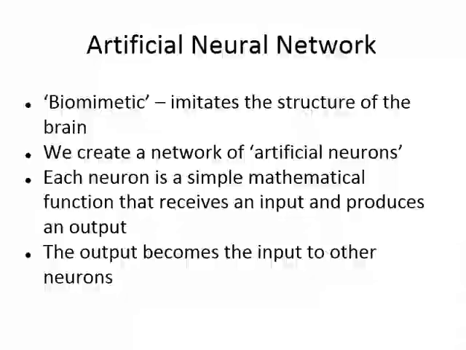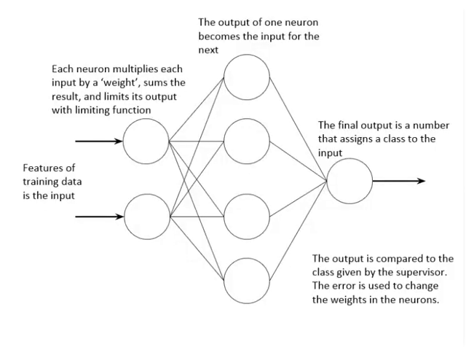input to other neurons. Here's a diagram that shows how an artificial neural network works. Each of these circles is called a neuron. The neuron receives an input, and that input is limited by a function. Sometimes it's a limiting function to prevent the output from growing too large. After that input is limited by the neuron, the output travels along one of these connections to another neuron, and the value is multiplied by some weight.